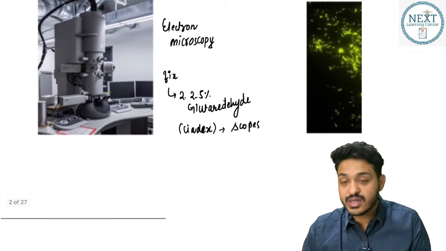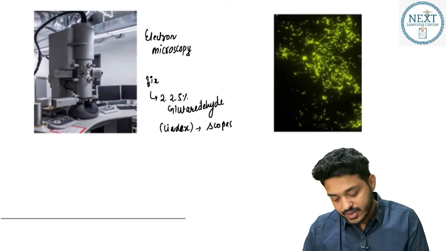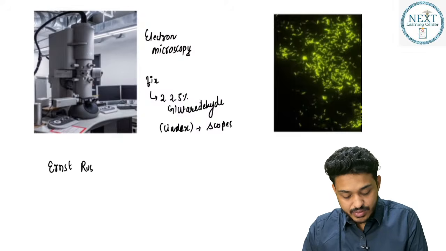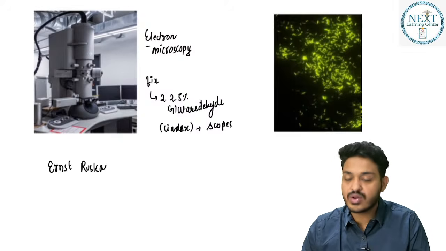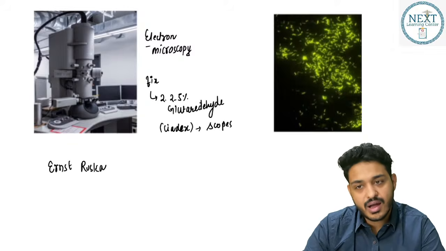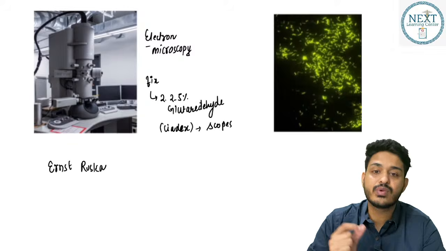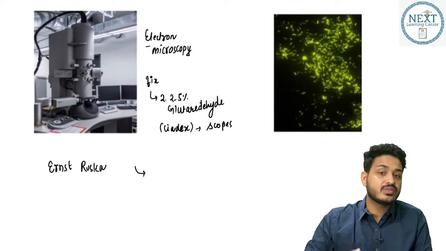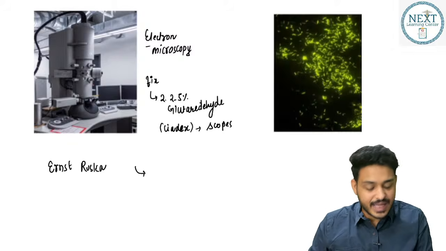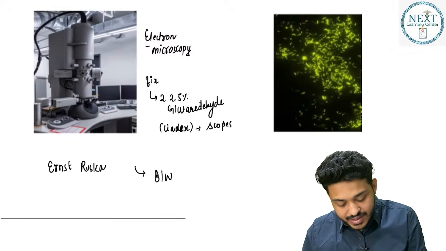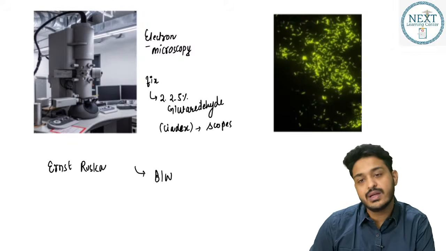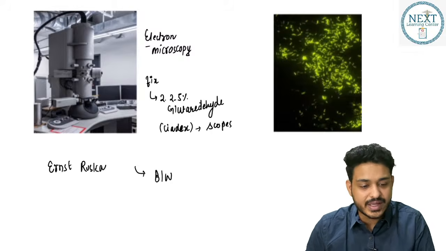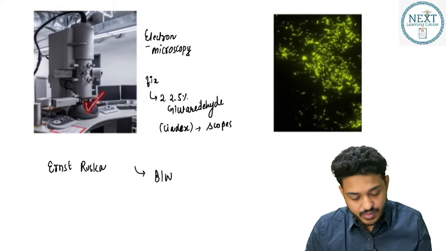Who is the scientist who discovered electron microscopy? E for E, that is Ernst Ruska. Electron microscopy was discovered by Ernst Ruska. An important thing: whenever you find a black and white image, maybe you are looking at mitochondria inside your cell, or any viruses, anytime you get a black and white image, this is due to electron microscopy.